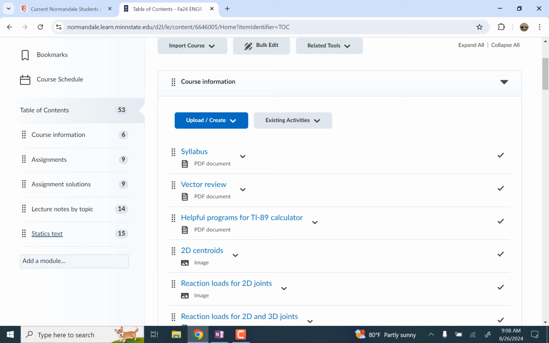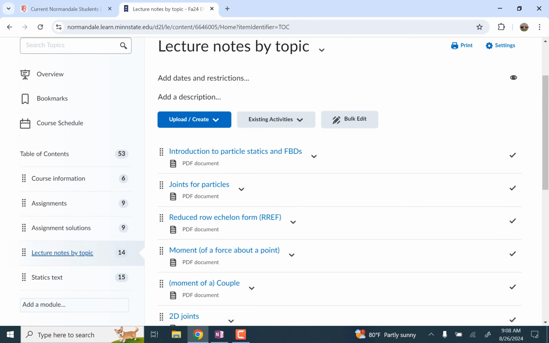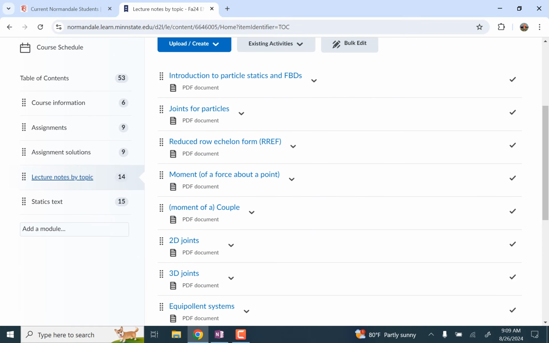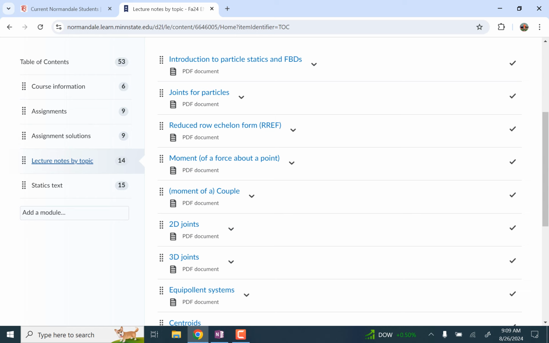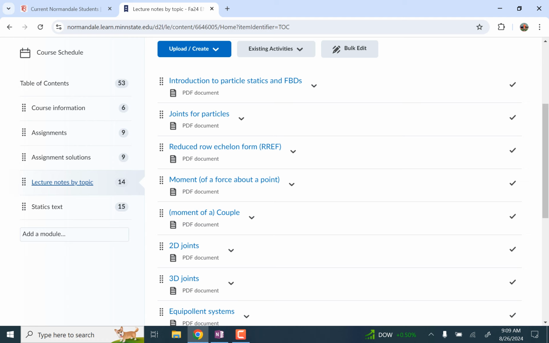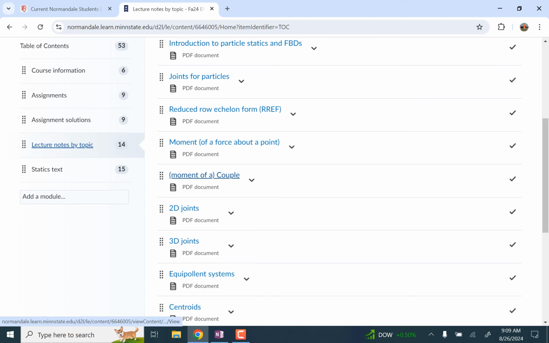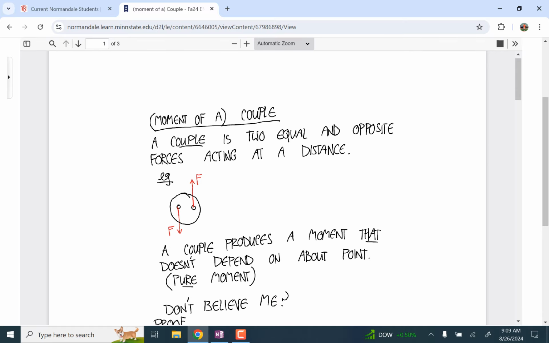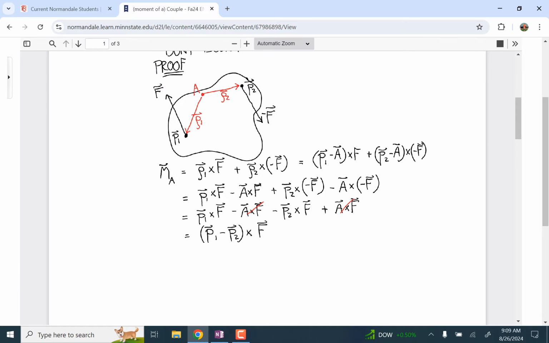And then lecture notes by topic. There are a couple of resources that I have for you if you want to study ahead or you want a different look at something I talked about in class. I think these are just notes from lectures that I did in a previous semester, but it's all broken down by topic. So if you want to see a different semester's take on the moment produced by a couple, you can look at that and see my notes.